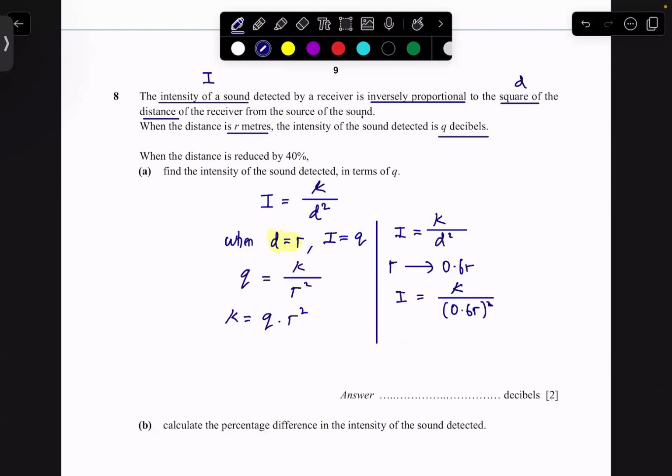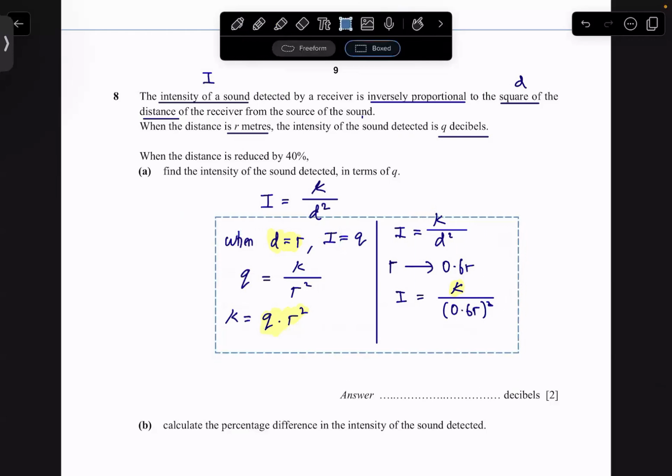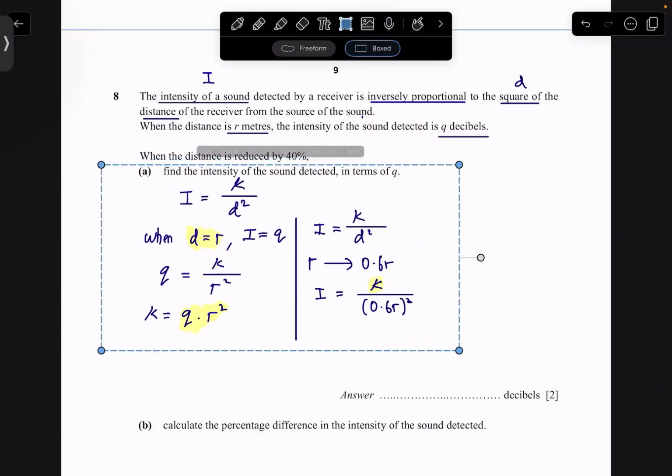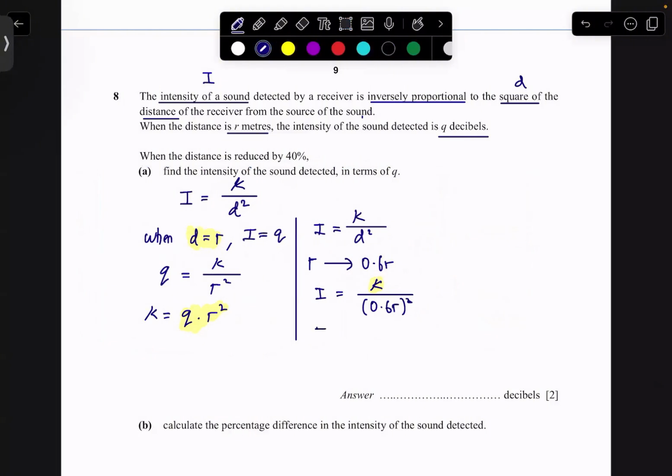Again, what is important? K is the important factor. So you can do this, because k is equal to what? q times r squared. So you can do a direct swap of the algebra. That's not enough space. So I'll say that I equals q times r squared over 0.36r squared, because 0.6 squared is 0.36.